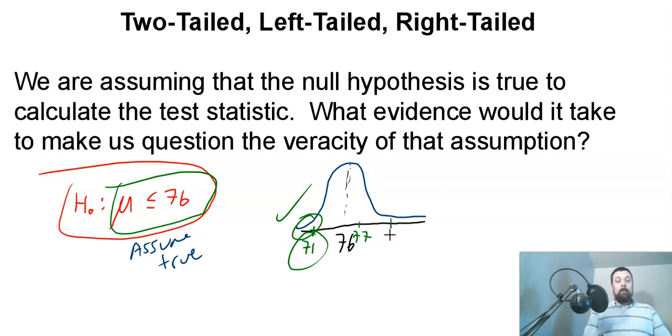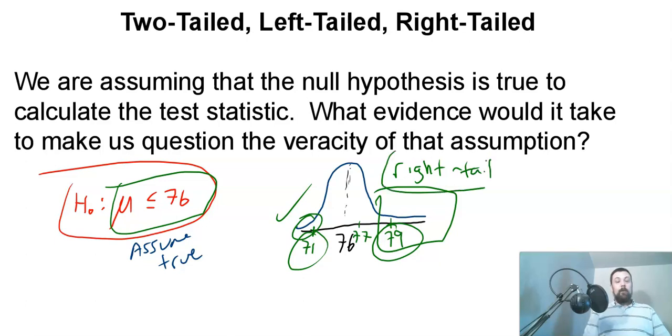And if I get a sample mean of like 79, well then this assumption doesn't look valid at all, because this sample mean is greater than 76, whereas I was assuming the mean would be less than 76. So it's this direction that makes me start to doubt this assumption. It's the right tail that I'm concerned about. So this situation ends up being a right tail test.